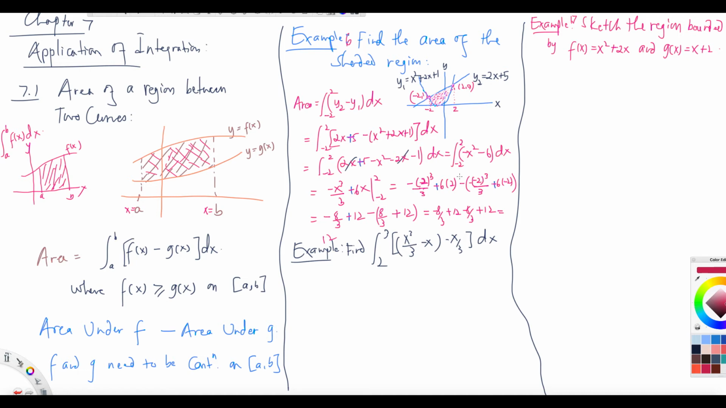Okay, let me double check. So 24 minus 16 over 3, I got 18.66. Okay, if I find the fraction of this, I get 56 over 3. I got 56 over 3. That is the final answer. Okay guys, that's what it is.